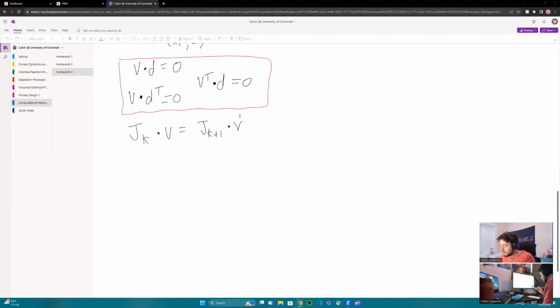Sorry, technical difficulties. So we can write it as J of k plus 1 dot V minus J of k dot V is equal to 0. So J of k plus 1 minus J of k, and then this whole term times V, is equal to 0.